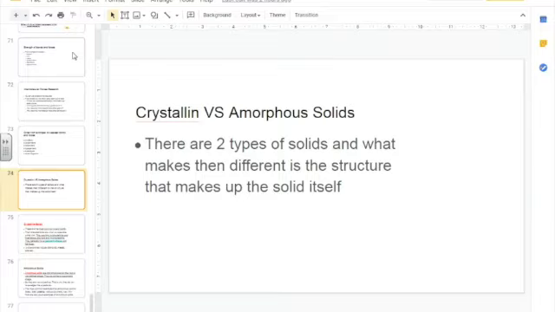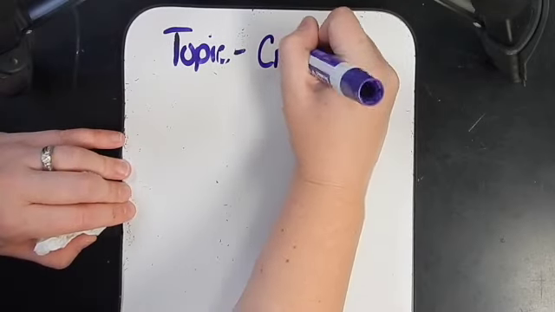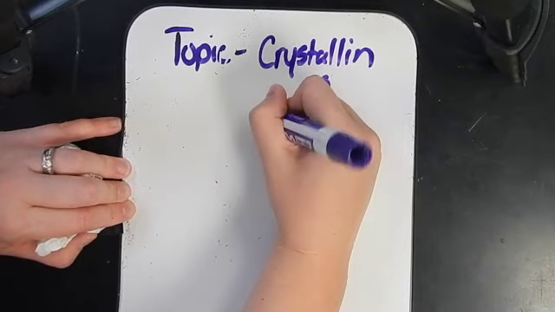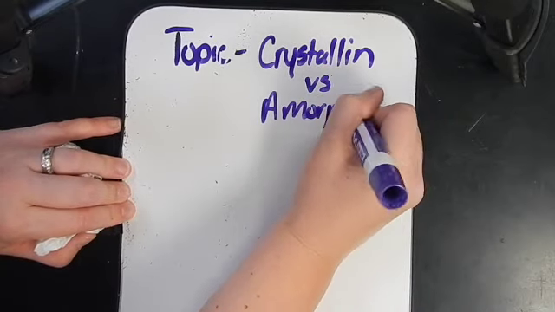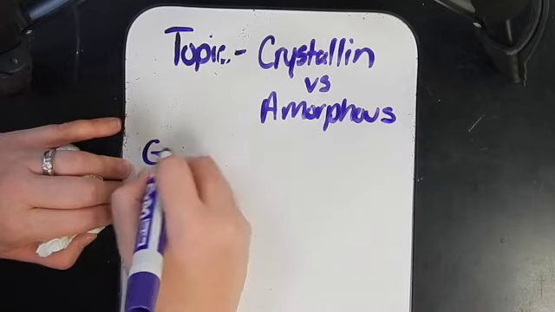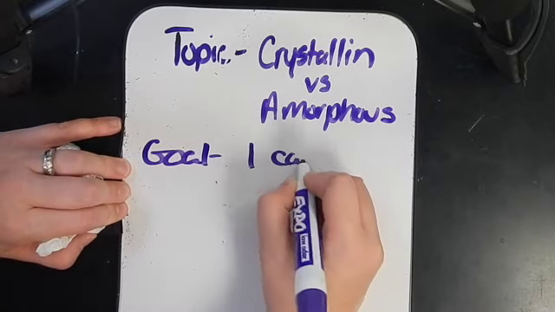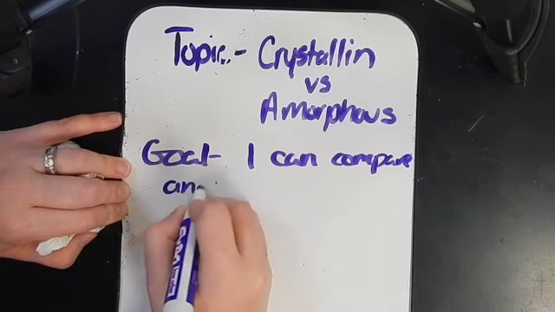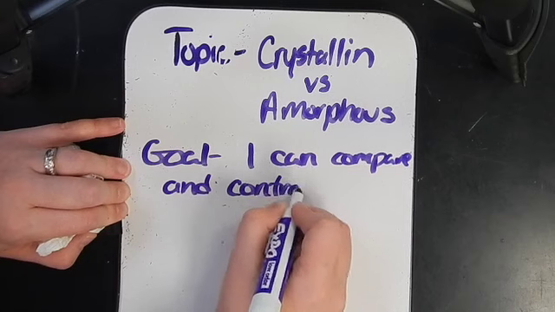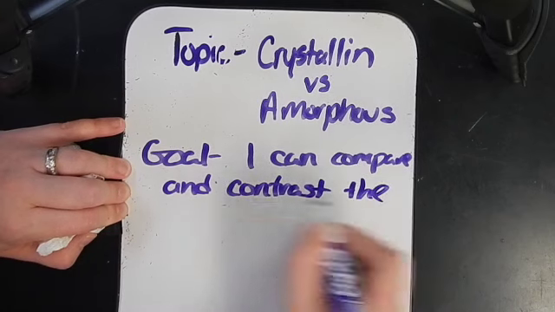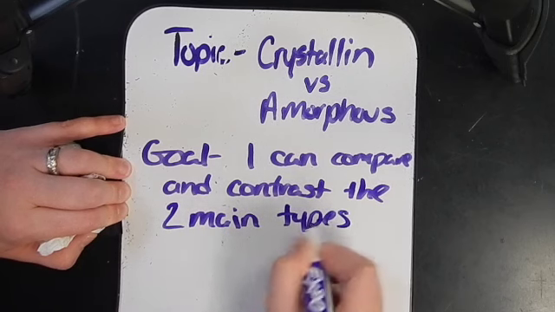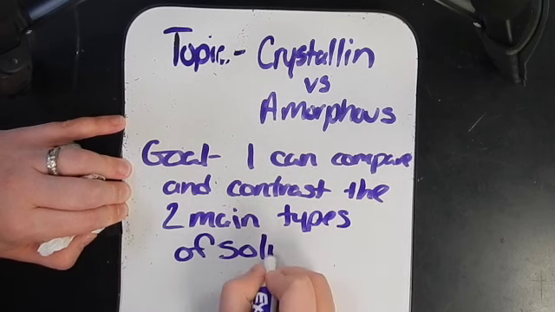So today we're going to talk about crystalline versus amorphous solids. Your topic is crystalline versus amorphous. Your goal: I can compare and contrast the two main types of solids.